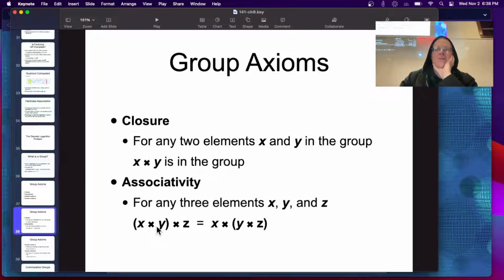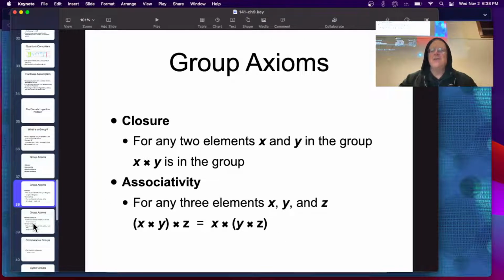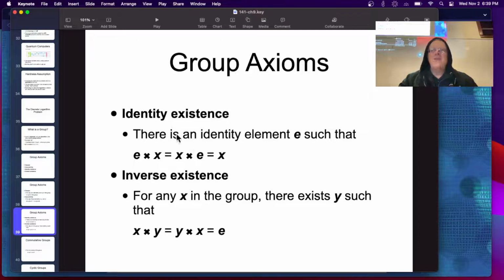Associativity means you can do operations in different orders. You can multiply x times y and then z, or you can multiply y times z and then x, and you'll get the same answer. So that's true of all simple operations that we use here. The identity means there is an identity element, so that when you multiply it by any member of the group, you just get back the member of the group. That's important. You have to have an identity because you need an inverse.